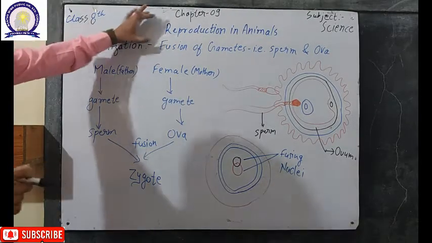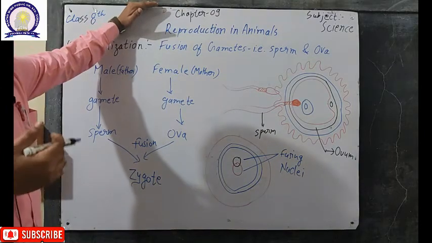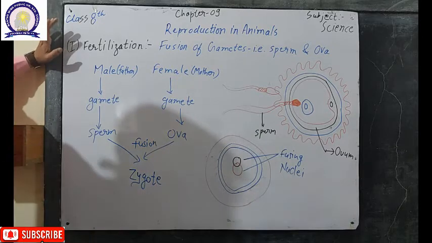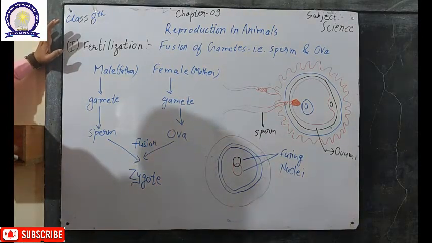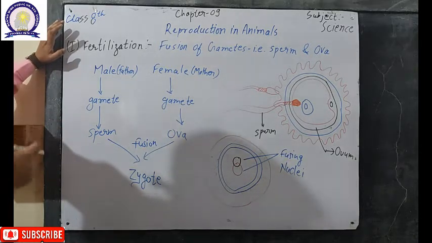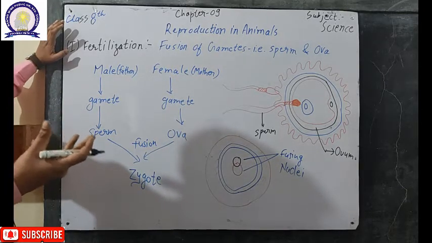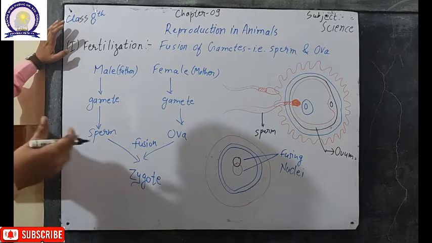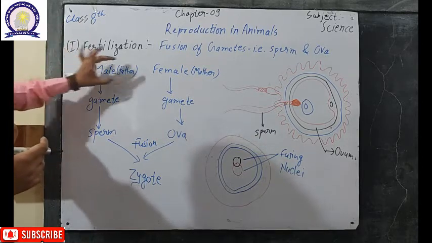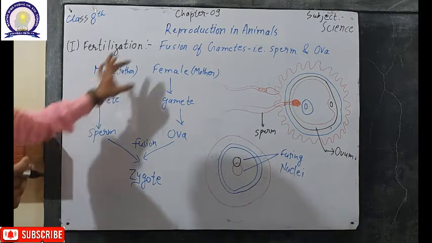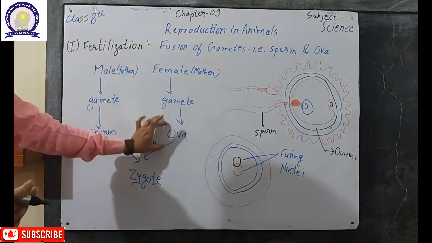So in this part, reproduction in animals, we are continuing the topic with the second part, starting from the reproduction process in human beings. In the last video we studied male and female reproductive organs and the gametes or germ cells produced inside those organs. In the male, the gamete is produced as a sperm, and in the female, the gamete is produced, called an ovum.